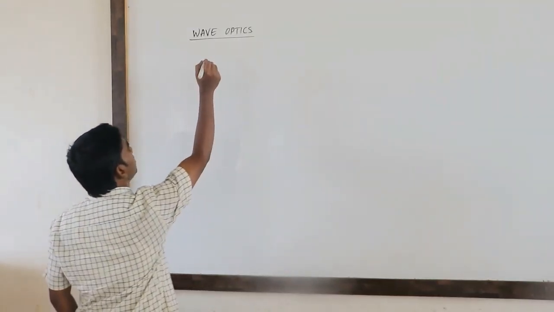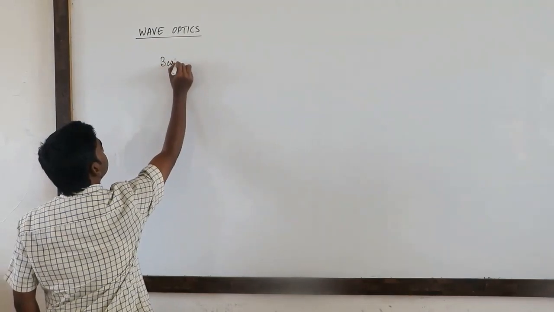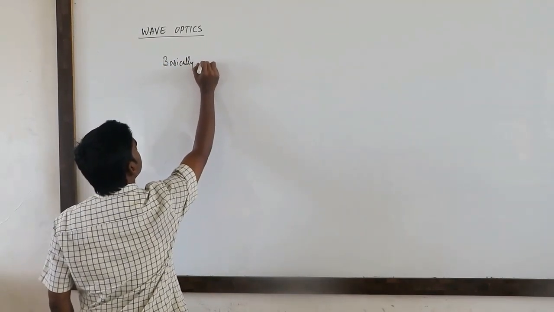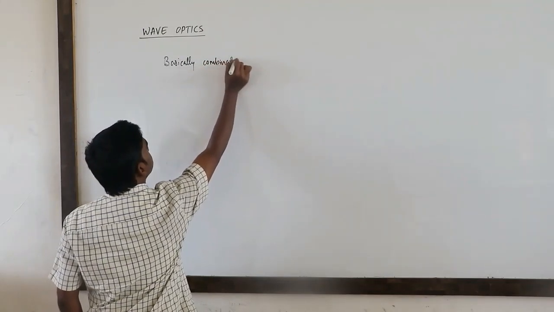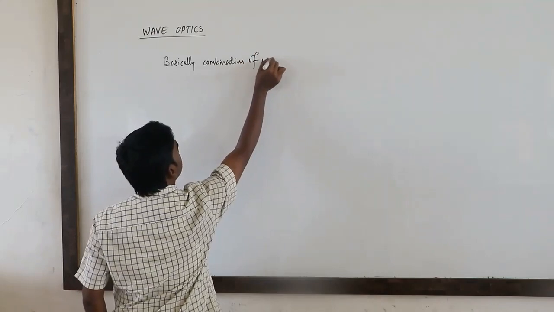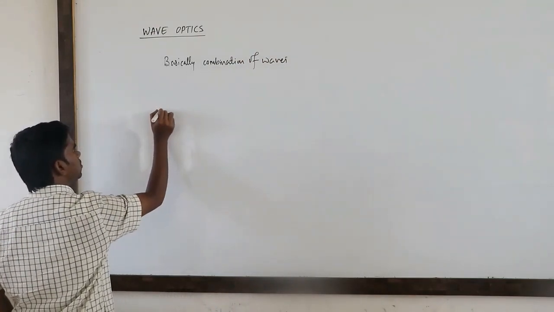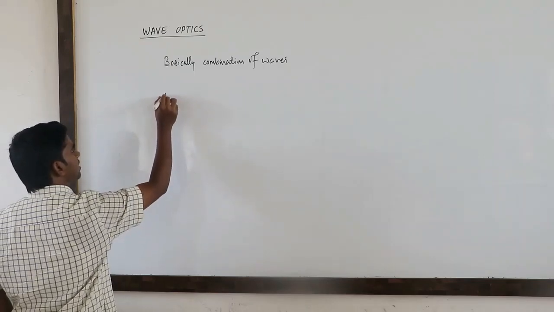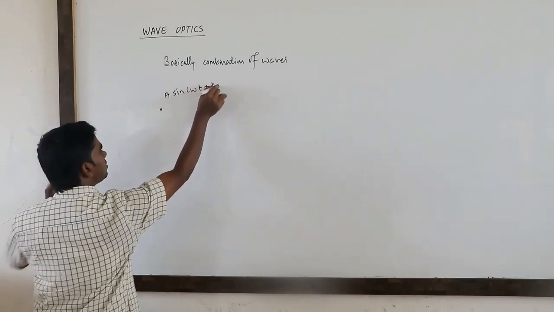We know that wave optics is basically the study of the combination of waves. Already we know if there is a source of light, what equation for this can we write? We can write it as A sin(omega t plus kx).